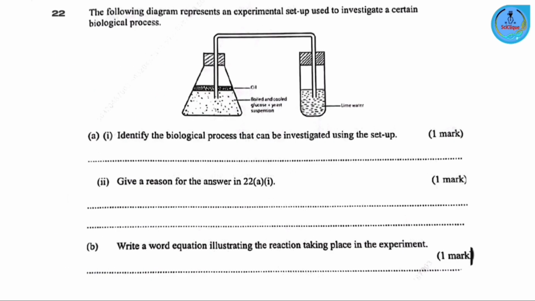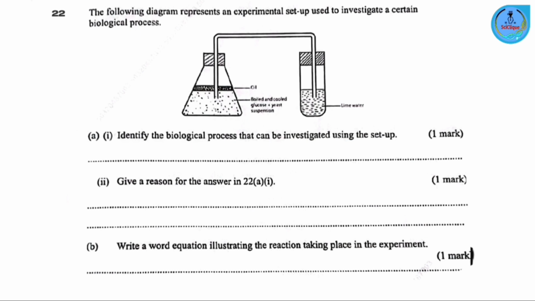Question number 22. The following diagram represents an experimental setup used to investigate a certain biological process. Part A, Roman 1. Identify the biological process that can be investigated using the setup. Okay, let's look at our setup. We have a suspension that consists of glucose and yeast. Okay, so we're being told that the glucose was boiled and then cooled, and then yeast was added onto it, forming a suspension. Now above it is a layer of oil.